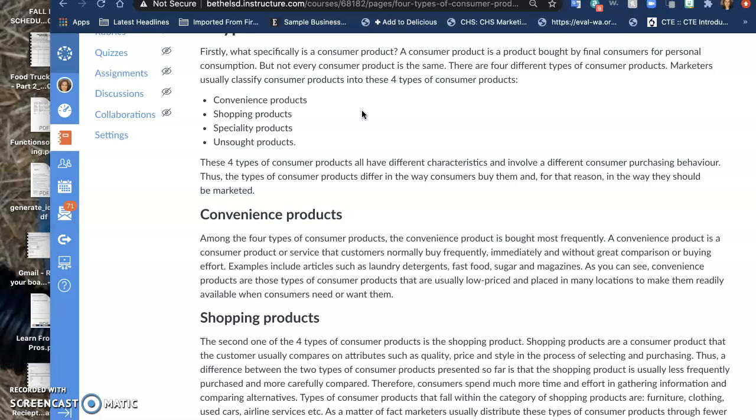As you can see, convenience products are those types of consumer products that are usually low priced and placed in many locations to make them readily available when consumers need or want them.